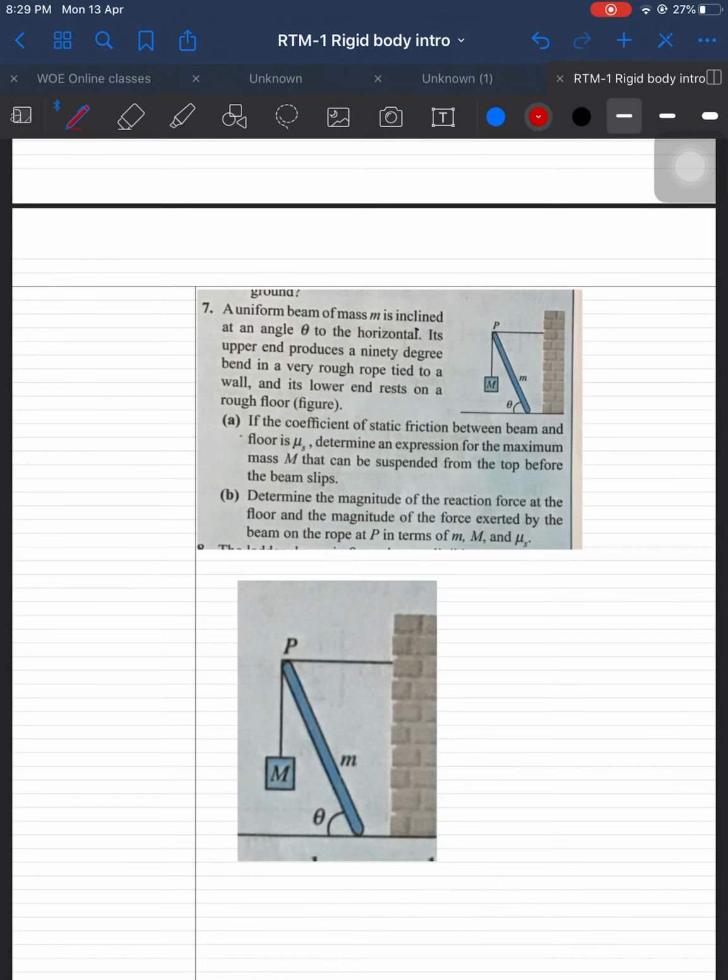Hi students, now in this class we are going to discuss a little bit different questions: how to solve problems when friction is involved.